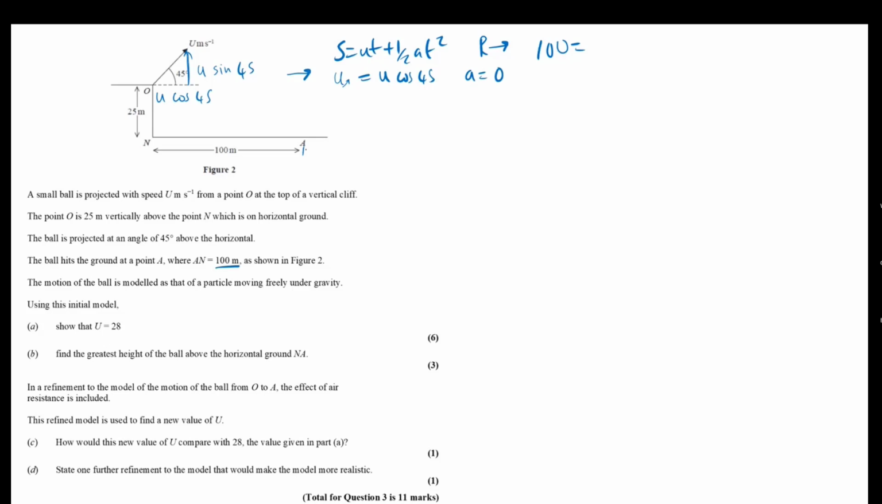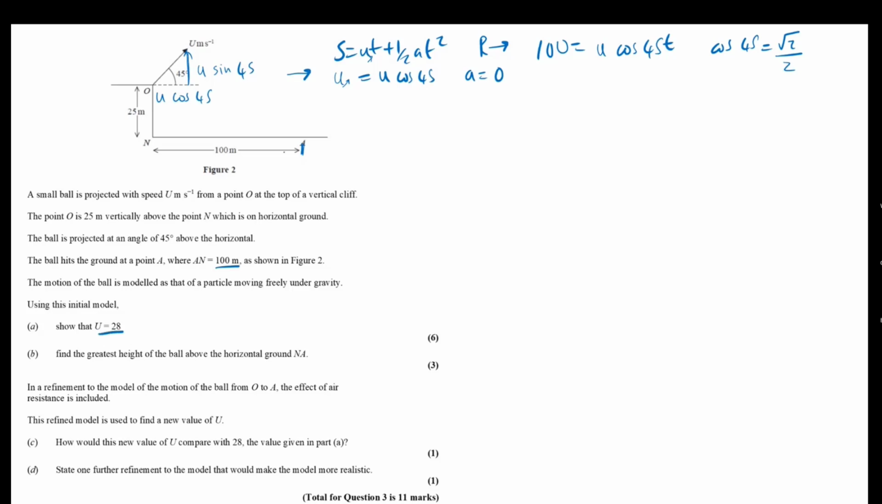So we've got this distance 100. We know the distance is going to be 100. 100 equals U, which is what we're using here, U cos 45t. Now to make it easier, always use your whole values, but you should know, or you can use your calculator later, cos 45 equals root 2 over 2. Because we're going to have to show U equals 28.